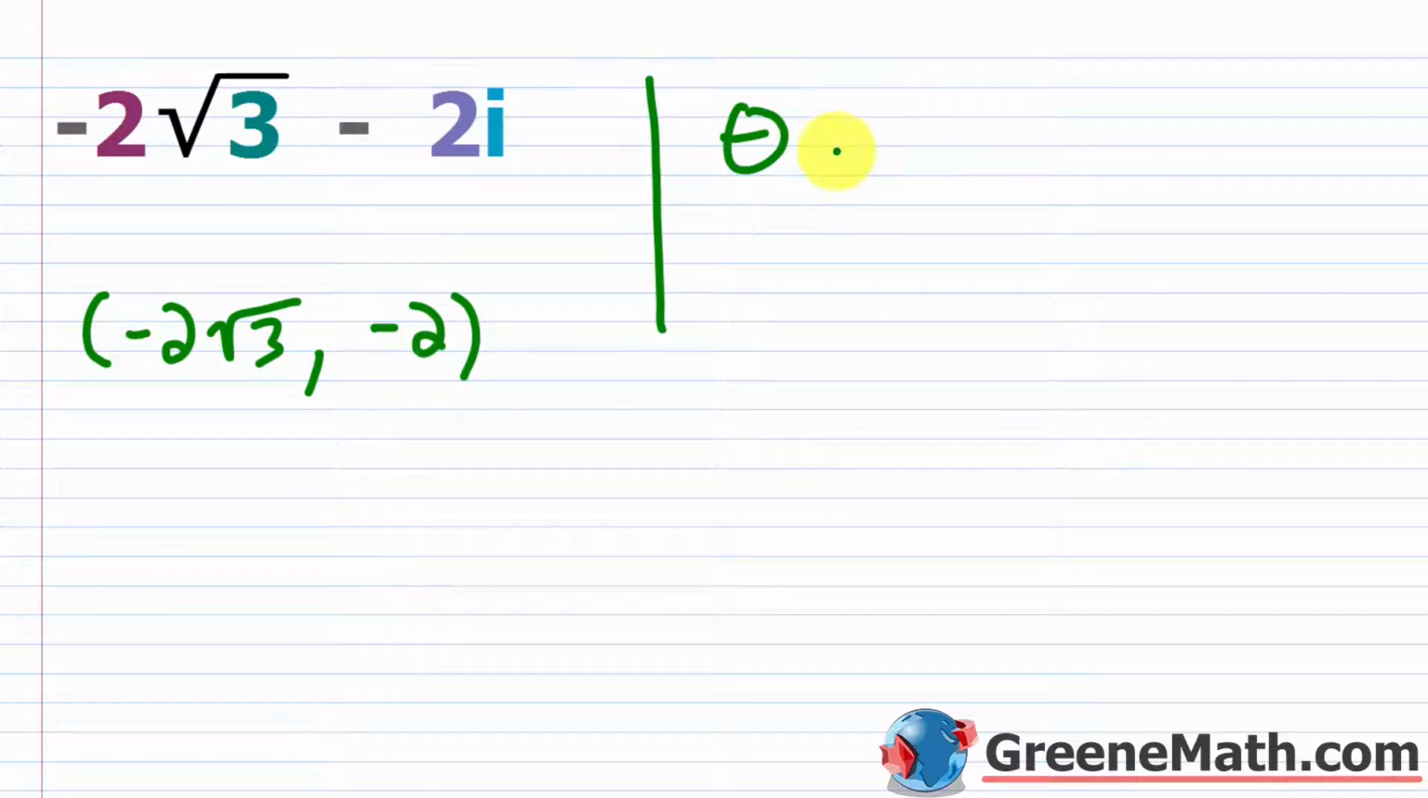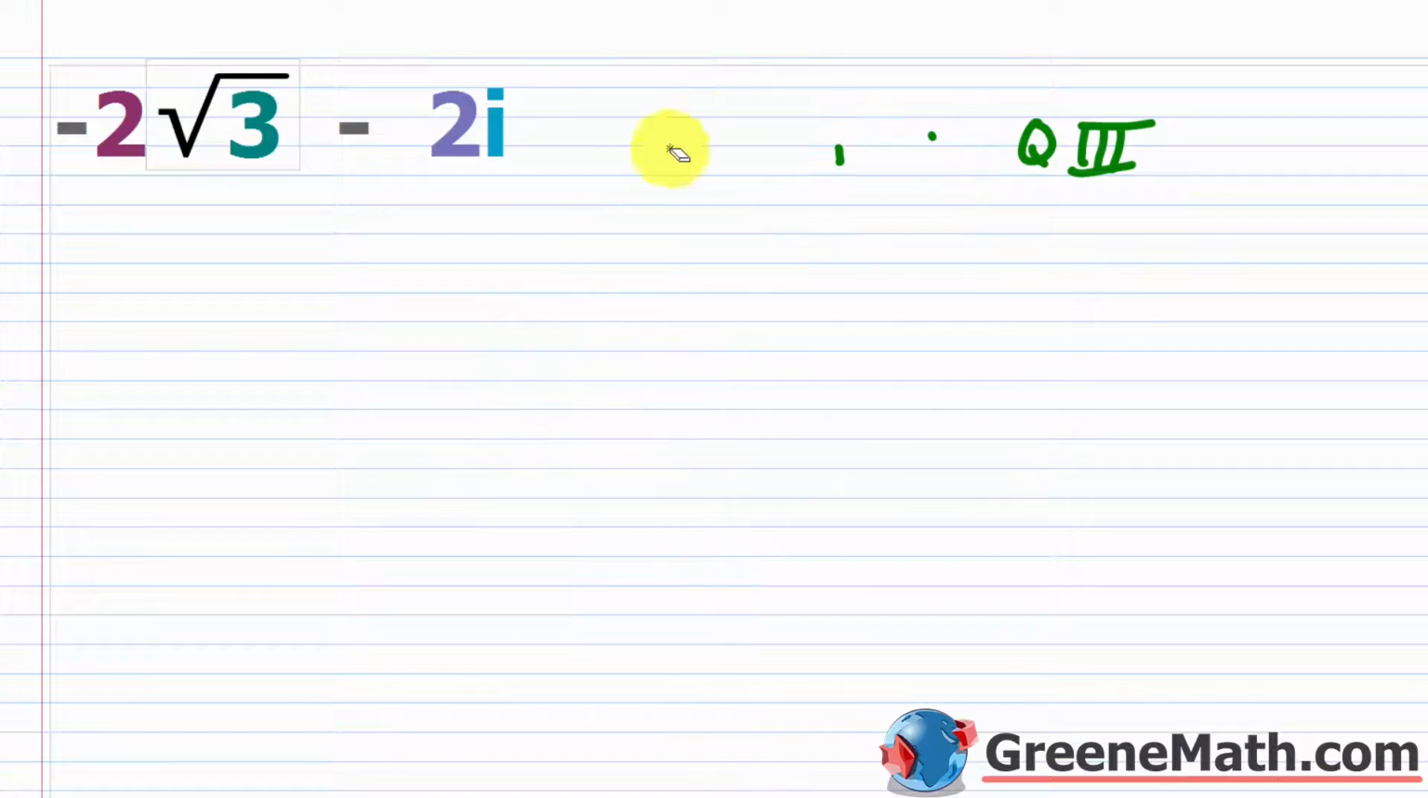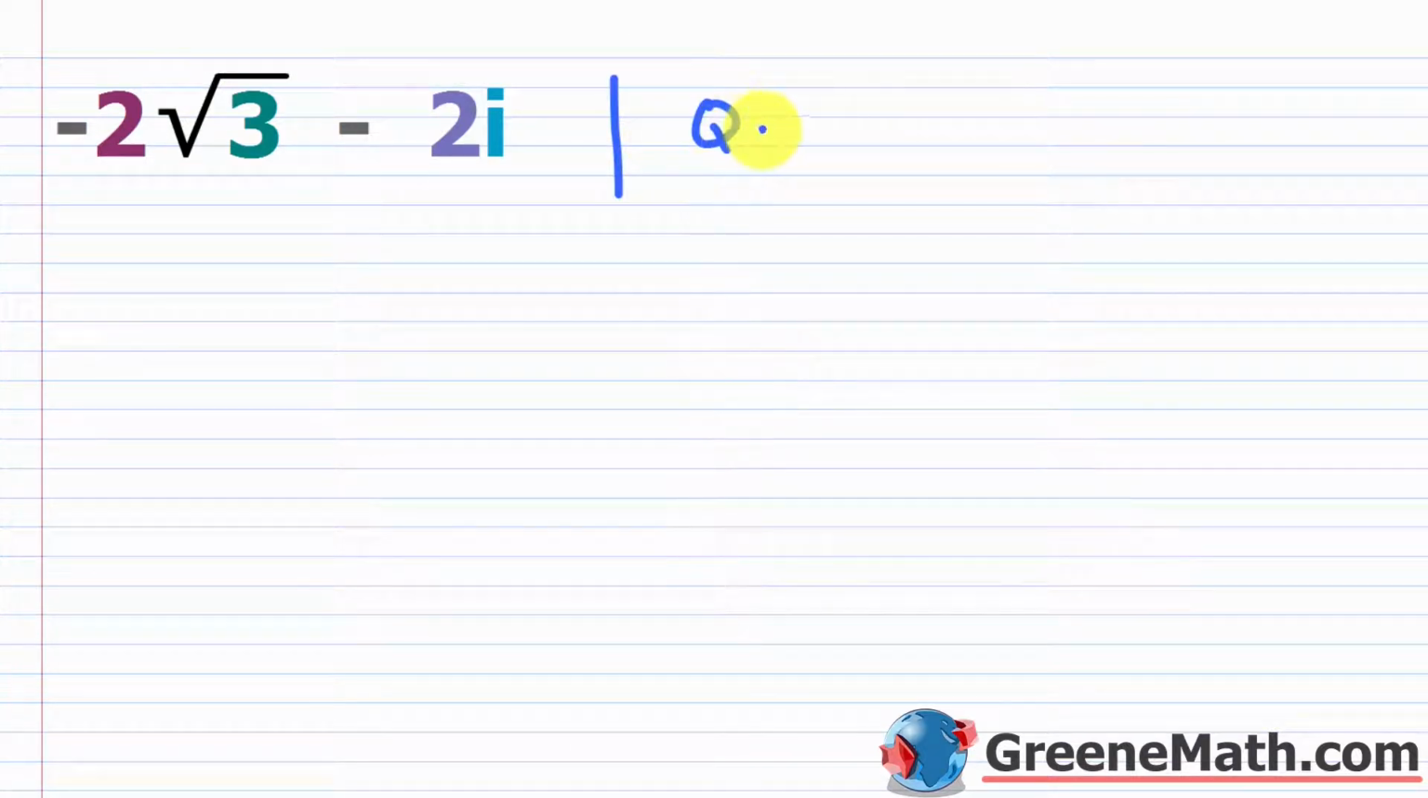I put equals here, I should just put is in quadrant 3, so we can keep that straight. Now, what I want to do is quickly find my value for r. I'll just put quadrant 3 for my angle theta. For r, it's the absolute value of this complex number. However you remember it, it's the square root of the real part squared plus the imaginary part squared, however they're giving that to you.